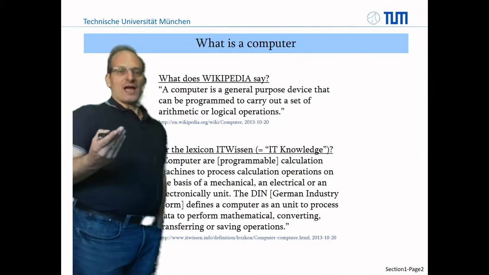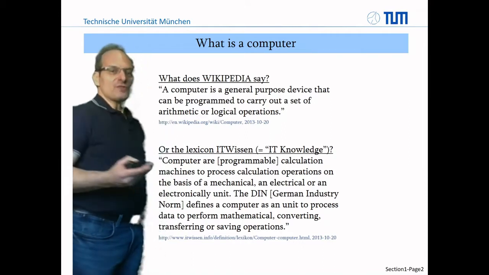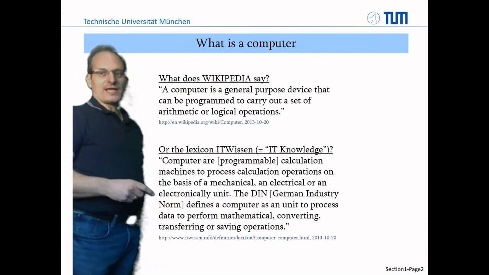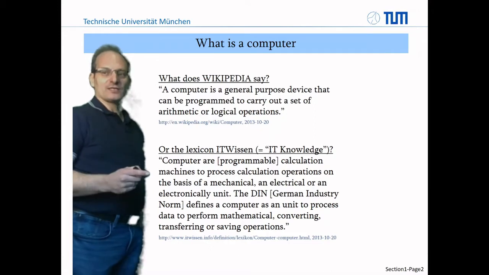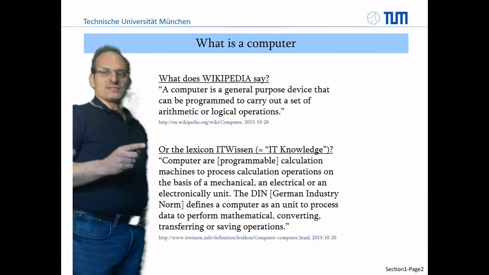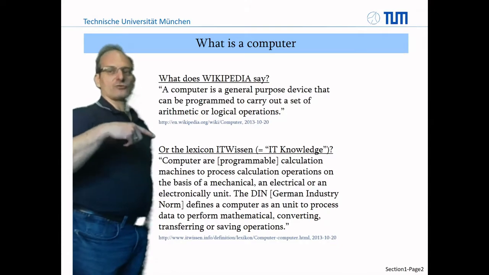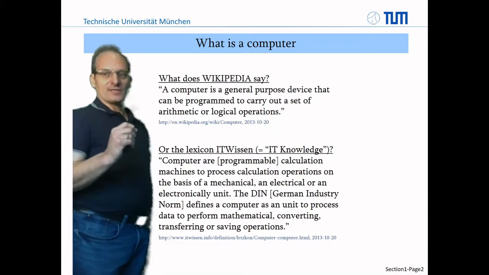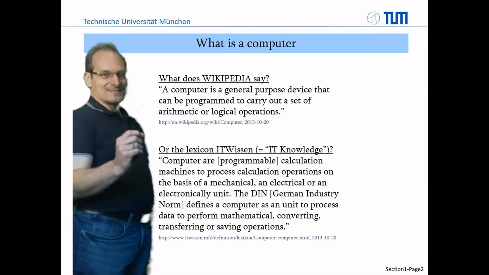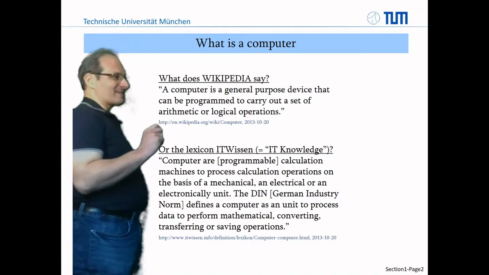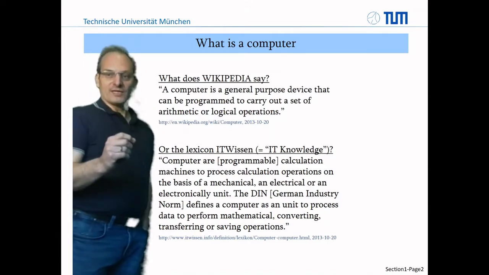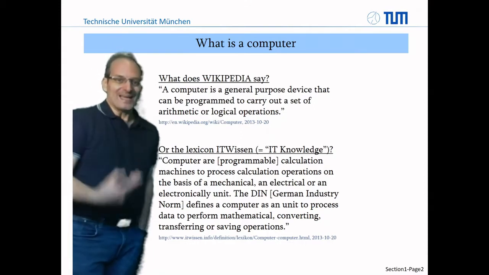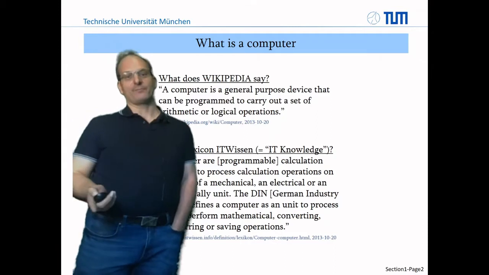If you search other encyclopedias, you will find things like this: computers are programmable calculation machines to process and calculate operations on the basis of mechanical, electrical, or electronic devices. And quite important is that a computer processes data to perform mathematical, converting, transferring, or saving operations. So the data aspect is also quite important.